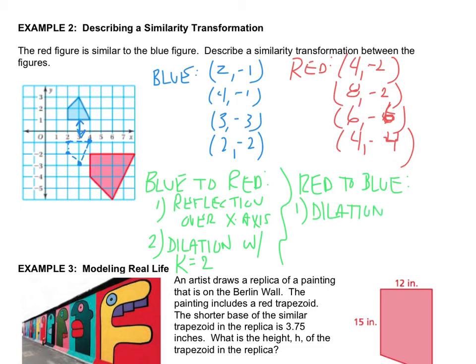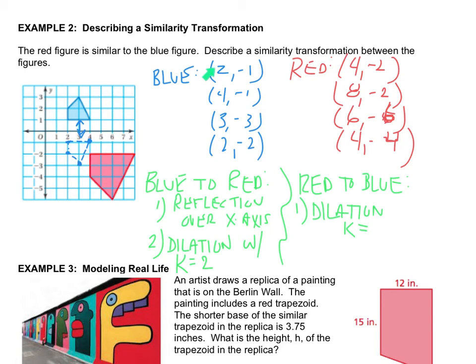But what is the scale factor? If I started with the dilation of the red one, which is the larger one, I would have to do a k factor of 1/2. So think backwards. It's always multiplication. 4 to 2 has to be times 1/2. It's not divided by 2.